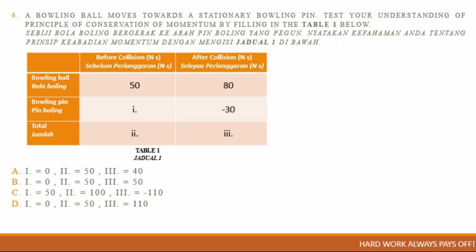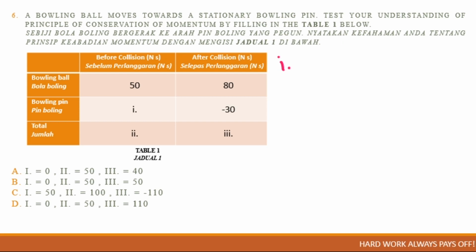So here, looking at the unit, we know that this is momentum, not the mass or the velocity. Okay, so we have the momentum for the bowling ball and also for the bowling pin, and lastly we have the total. And here we have 3 unknowns. So for the first part, number 1 Roman, what is the answer?